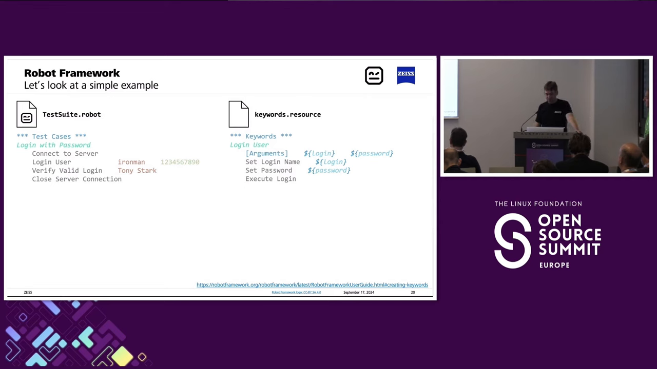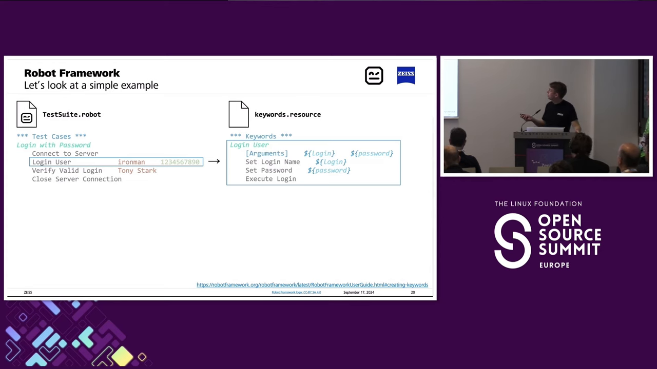The next layer of abstraction is a resource file which defines keywords. And here we see an interesting thing that, to my knowledge, separates robot from other testing frameworks like Gherkin, for example. We see that the login user keyword is defined as a set of what seems like keywords again. So we see login user takes two arguments, login and password, and then the steps that lie behind this keyword are again three other keywords, set login name, set password, execute login. So still not executable. To understand this, we need to look at the next level.